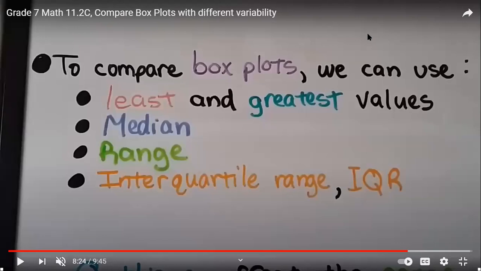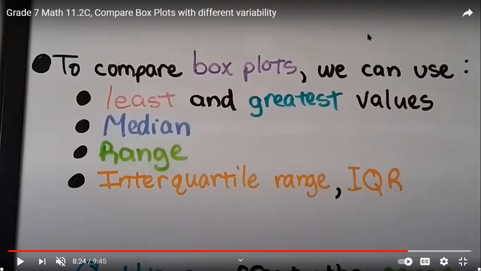interquartile range. Okay, then to compare box plots again, what are the points which we can use to compare? Is there anyone who can tell me please? To compare box plots. Yes, Muhammad Walid. To compare box plots, we use least and greatest values, median, range, interquartile range, or IQR.